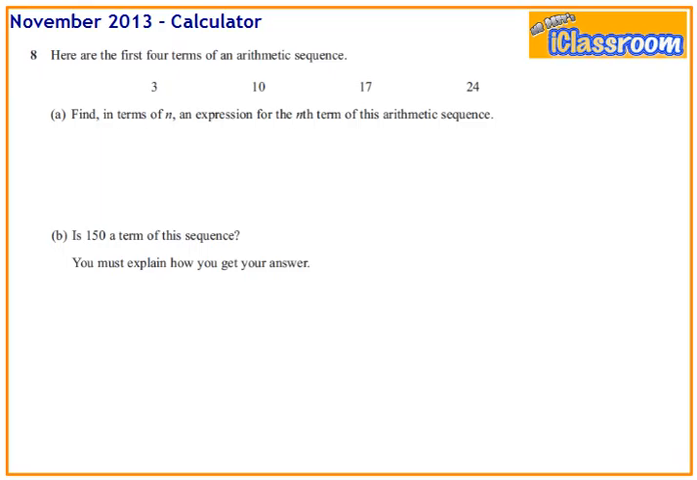Now, question number 8, a little sequences question. So writing the rule for a sequence, first of all we want to find out what we're adding on each time, and that difference is 7. And because I'm adding on 7 each time, my rule starts 7. I then put down my n. Now I go back 7.